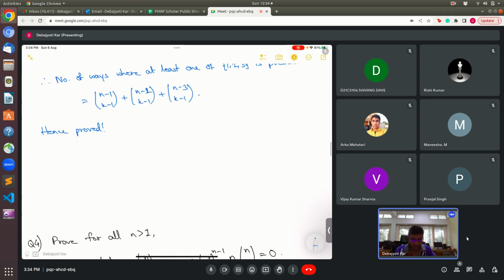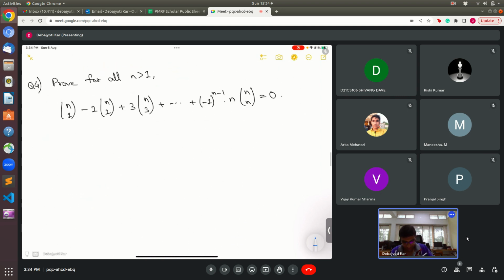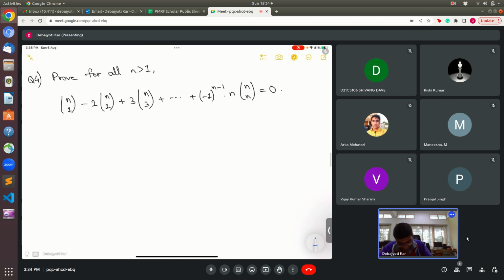Okay, so if this is clear, let's move on to the next question. We have to prove this identity, that for all integers n greater than 1, n choose 1 minus 2 times n choose 2 plus 3 times n choose 3 and so on, this sum is equal to 0. For this you need to recall a well-known identity.